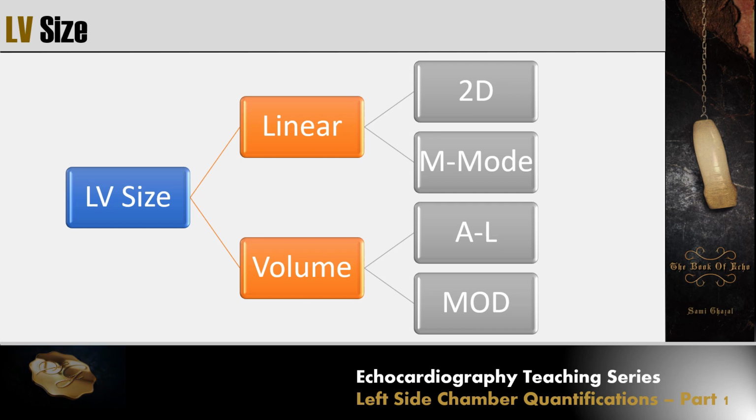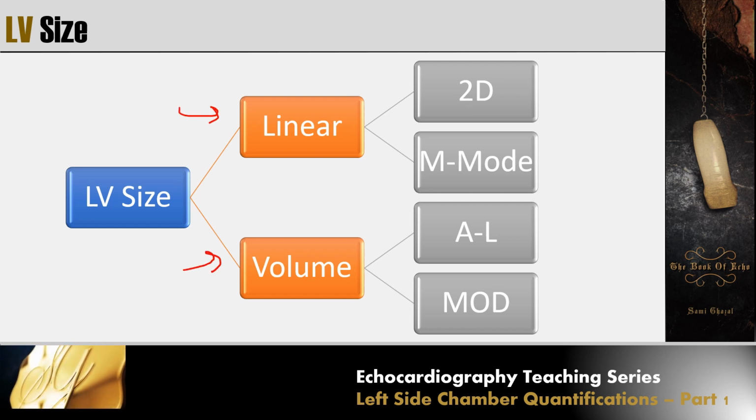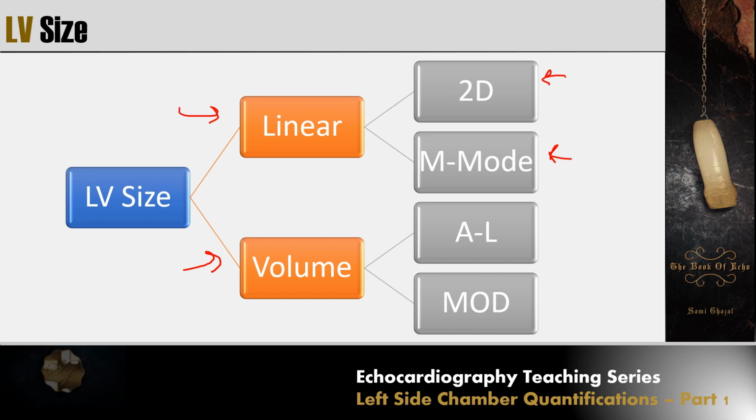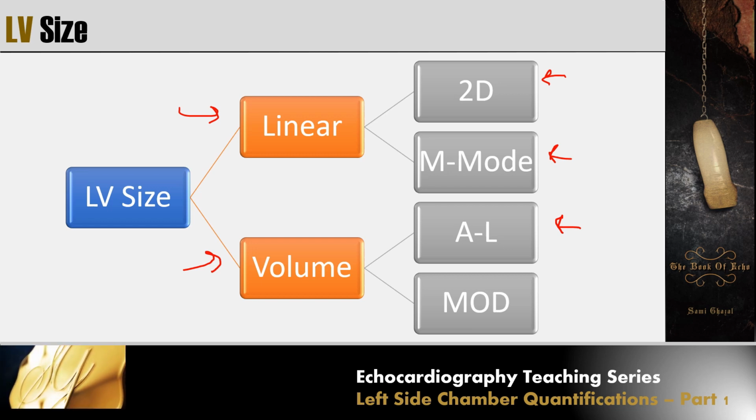Determining the left ventricular size is a very essential part of echo reporting. In order to say if this LV is normal size or dilated, we have to measure it. And we can do that in either a linear way of measurement or by measuring the volume. Linear way, we can either do it with 2D measurement or by M-mode measurement. Volume measurement, on the other hand, is done either by the area length equation or the method of disks, which is the most accurate way to do it.